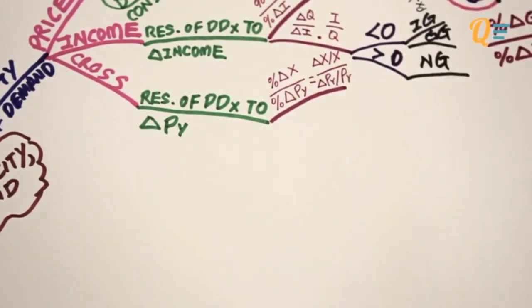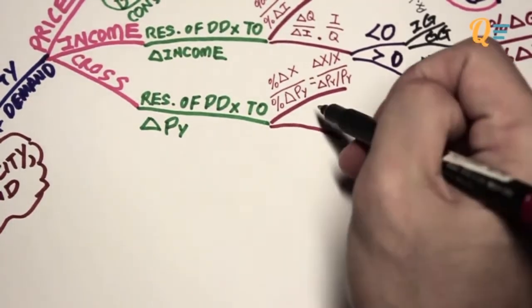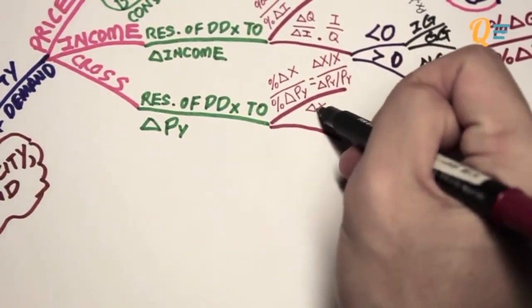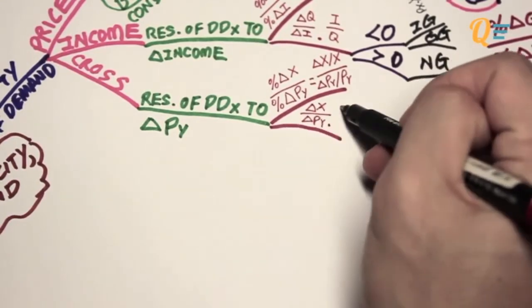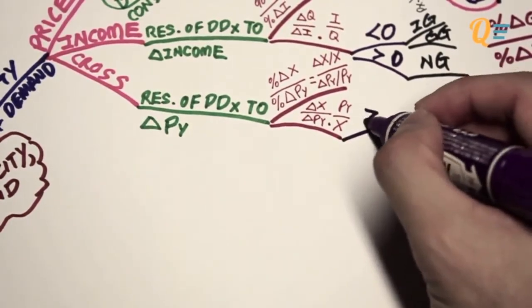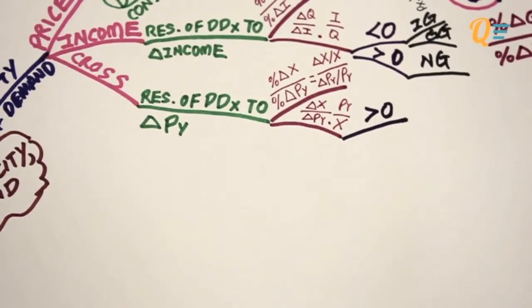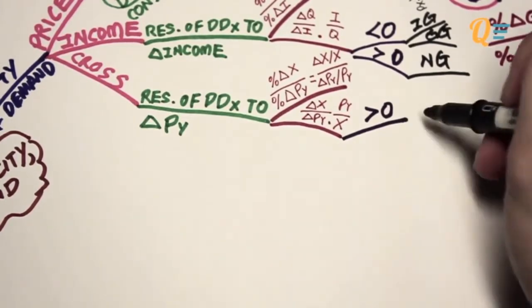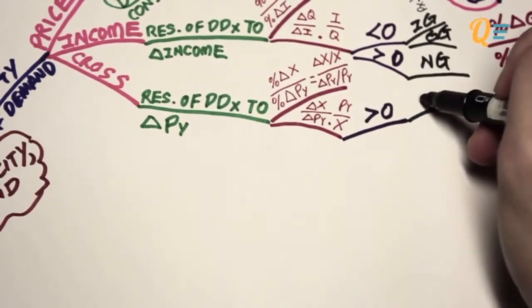And again, to express it in a very nice way, as according to the subject guide, we're going to write change in quantity demanded for X divided by the change in price of Y multiplied by price of Y divided by X. So what we can conclude is that if the cross elasticity of demand is more than 0 or positive, then the relationship between good X and good Y will simply be substitutes.